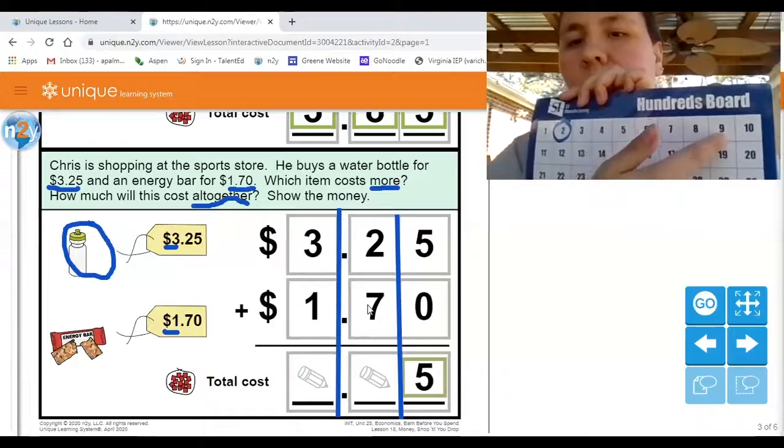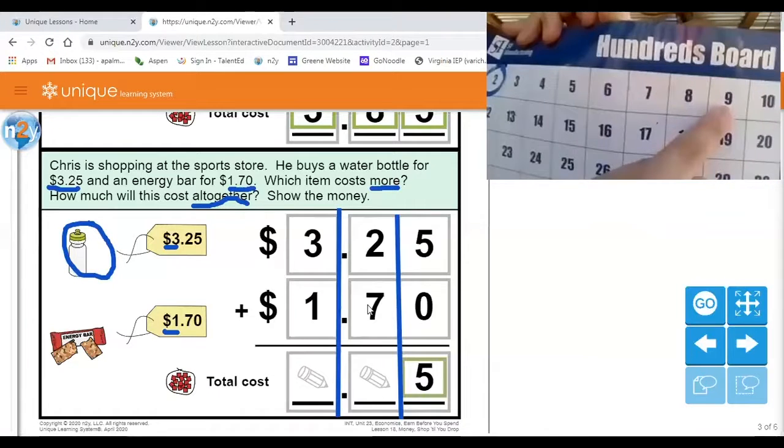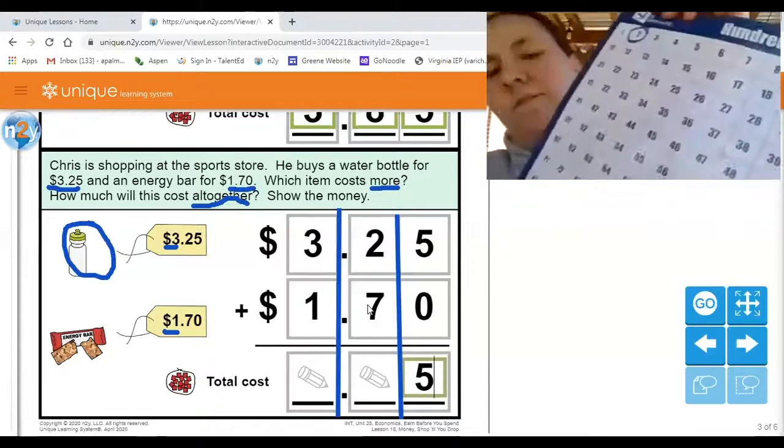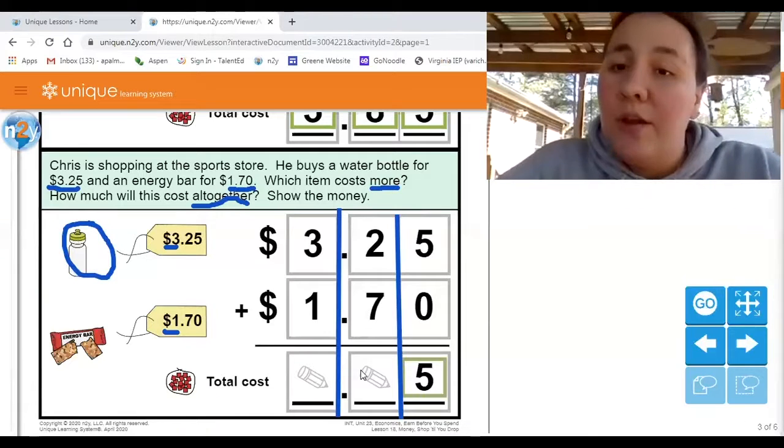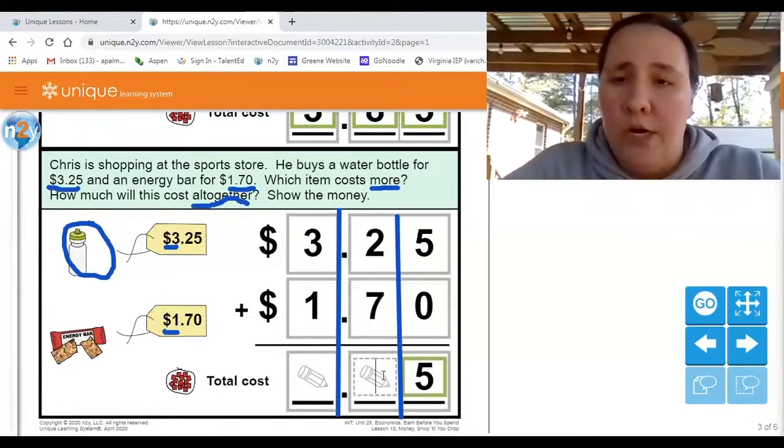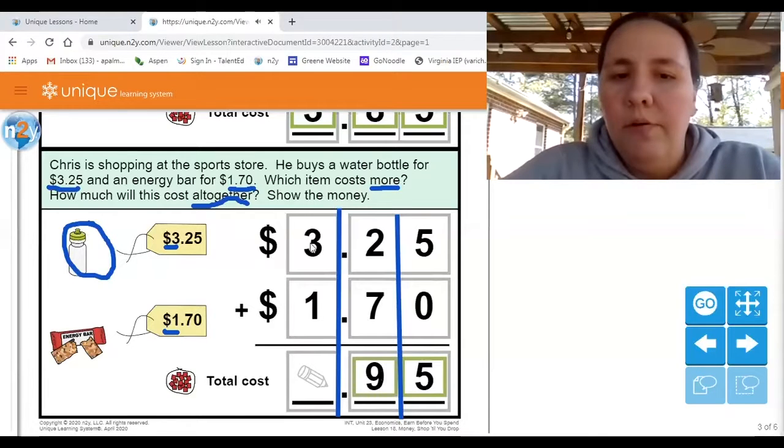What number did we land on? What number did we end on? Very good, a 9. So with your finger, I want you to find the 9 on your keyboard. Beautiful. All right, we have one more column to do.